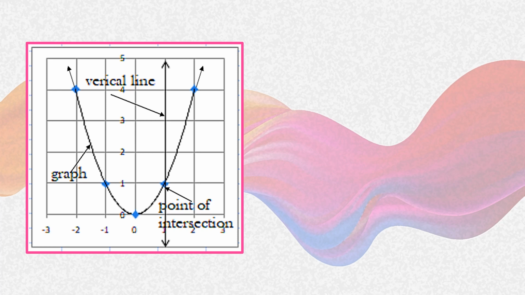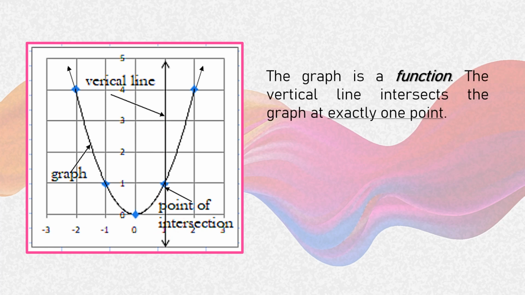Another, so as you can see, we formed a parabola. So ito yung ating parabola, merong 5 points, and then naglagay tayo dito ng vertical line. Pwede ring dito, or dito sa left. So meron tayong one point of intersection. So the graph is also a function. The vertical line intersects the graph at exactly one point.